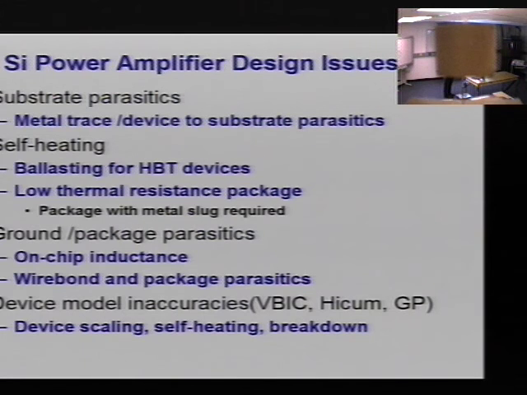So gallium arsenide is efficient, but not as good of a thermal conductor. So they use a metal slug for their packages as well, and also to help with grounding. And for silicon, you're not as efficient, and you absolutely need it. I have a slide on the temperature rise, and I'll show you the heat flow and stuff.